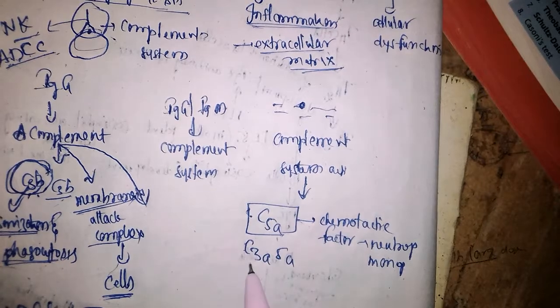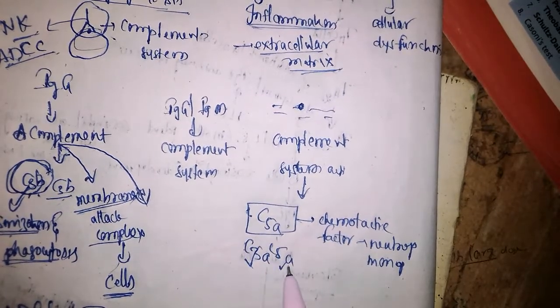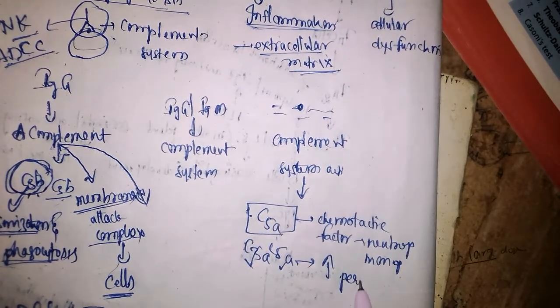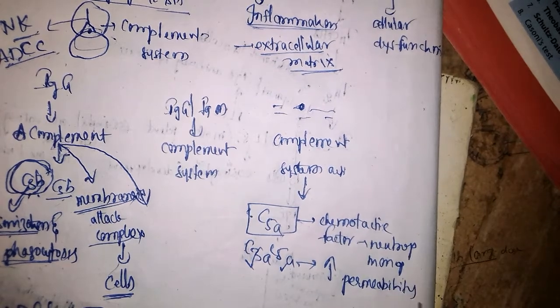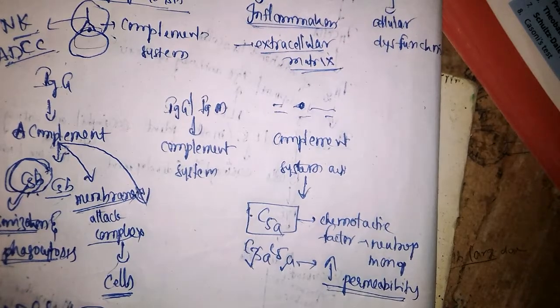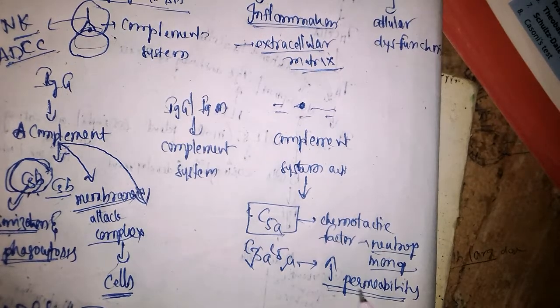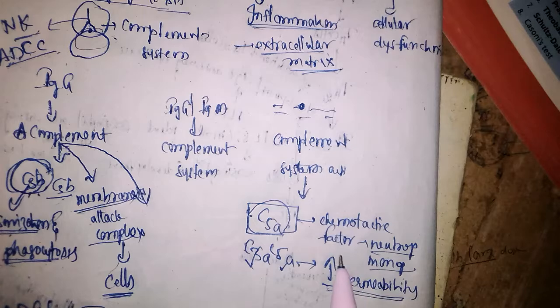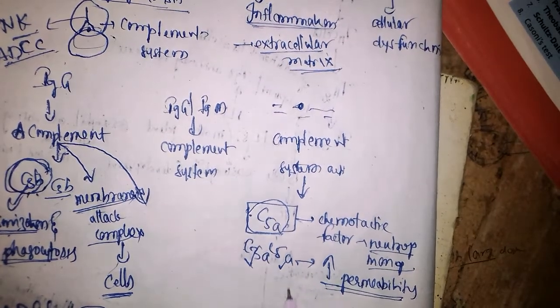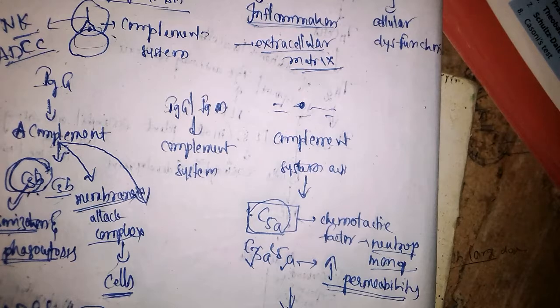Okay, this C3a and C5a result in increased vascular permeability. What is happening here is, when there is increased permeability, these cells, neutrophils and monocytes, will come out of the vascular system, right? And as this C5a has got chemotactic function, this results in movement of these neutrophils to that site. Okay, and these activated inflammatory cells will release some mediators like proteases and free radicals.